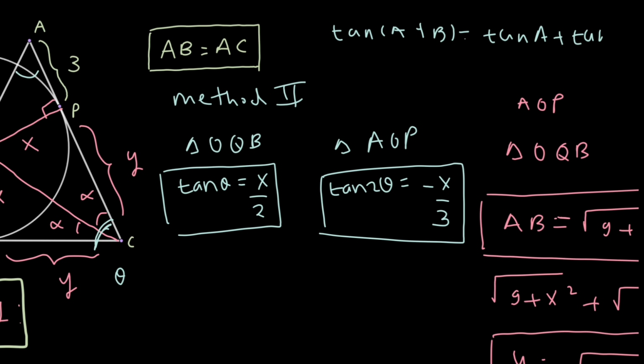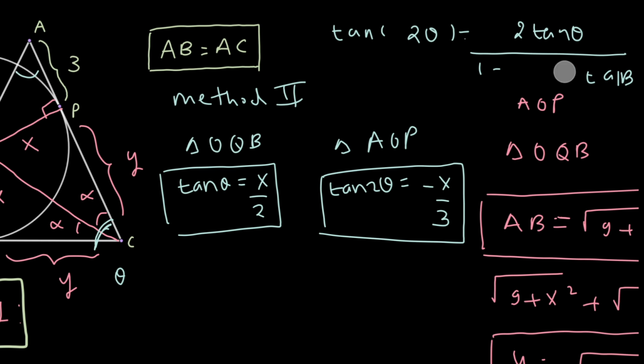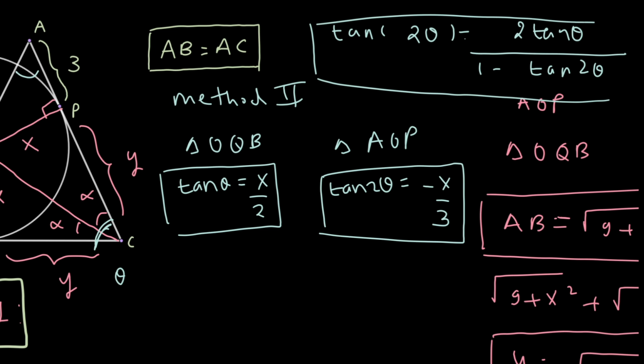Now recall the identity that tangent of A plus B is equal to tangent of A plus tangent of B divided by 1 minus tangent of A tangent of B. So in this, if we replace A equals B equals theta, what we get is tangent of 2 theta equals tangent of theta plus tangent of theta, that is 2 times tangent of theta, and in the denominator 1 minus tangent of theta times tangent of theta, that is 1 minus tangent square theta.